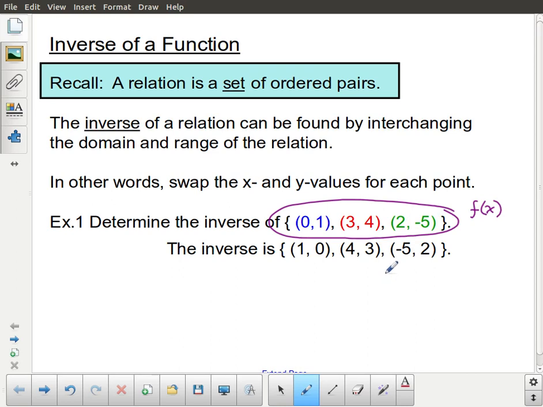The inverse, we reverse those, and so now the inverse says when I input 1, I get an output of 0. When I input 4, I get an output of 3. When I input -5, I get an output of 2. So from an input and output perspective, a function and its inverse is just like reversing the direction.